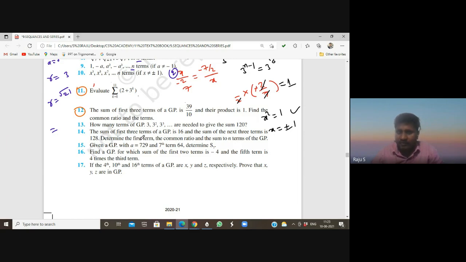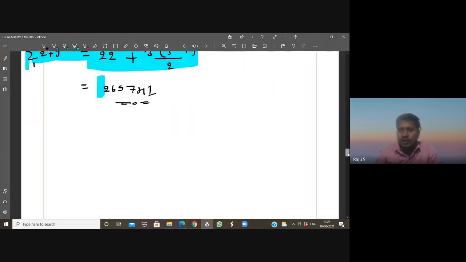the sum of first three terms of a GP is 39/10 and their product is 1. See, students, in any question, especially in geometric progression, if they give the product, it may be equal to 1, it may be 10, it may be 1000, that's a secondary thing. Whenever they mention the product of first three terms, then what are the three terms you want to choose?